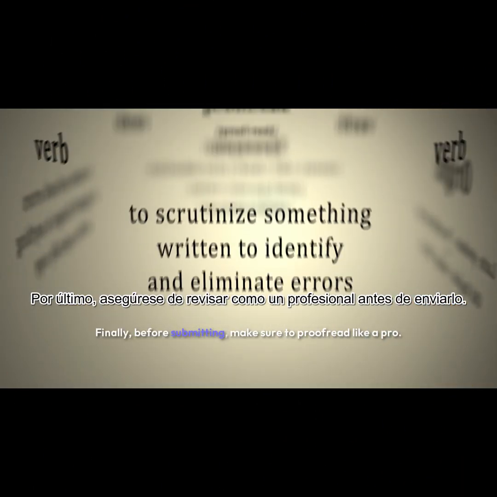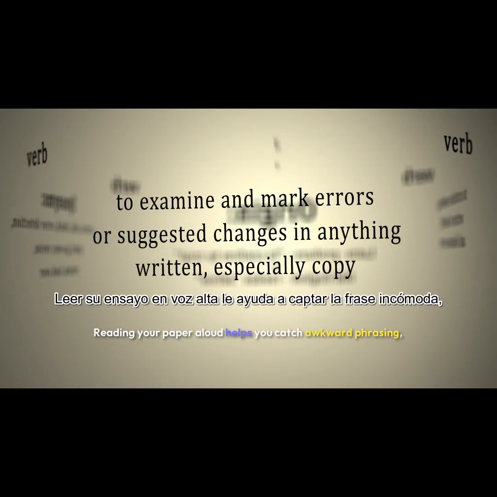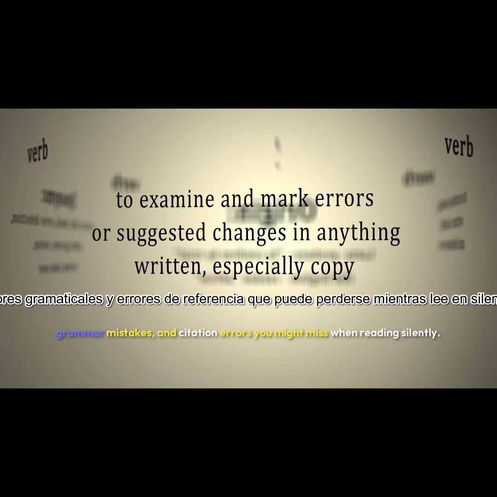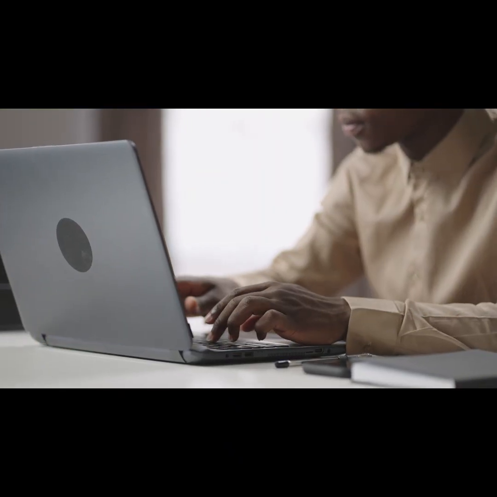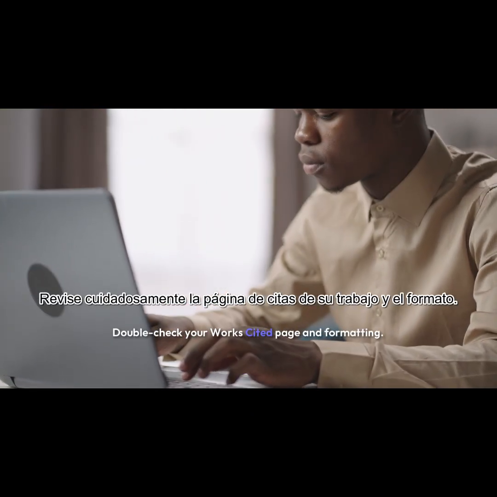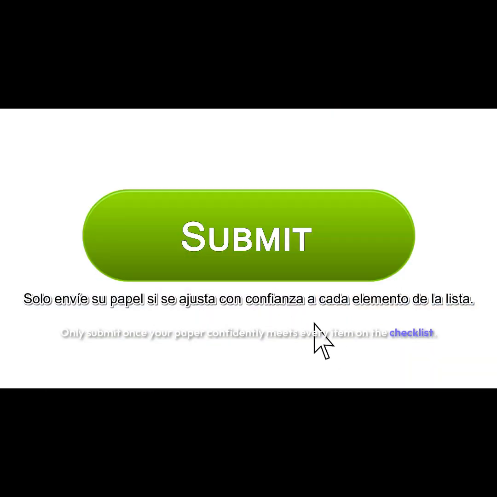Finally, before submitting, make sure to proofread like a pro. Reading your paper aloud helps you catch awkward phrasing, grammar mistakes, and citation errors you might miss when reading silently. Double check your works cited page and formatting. Only submit once your paper confidently meets every item on the checklist.